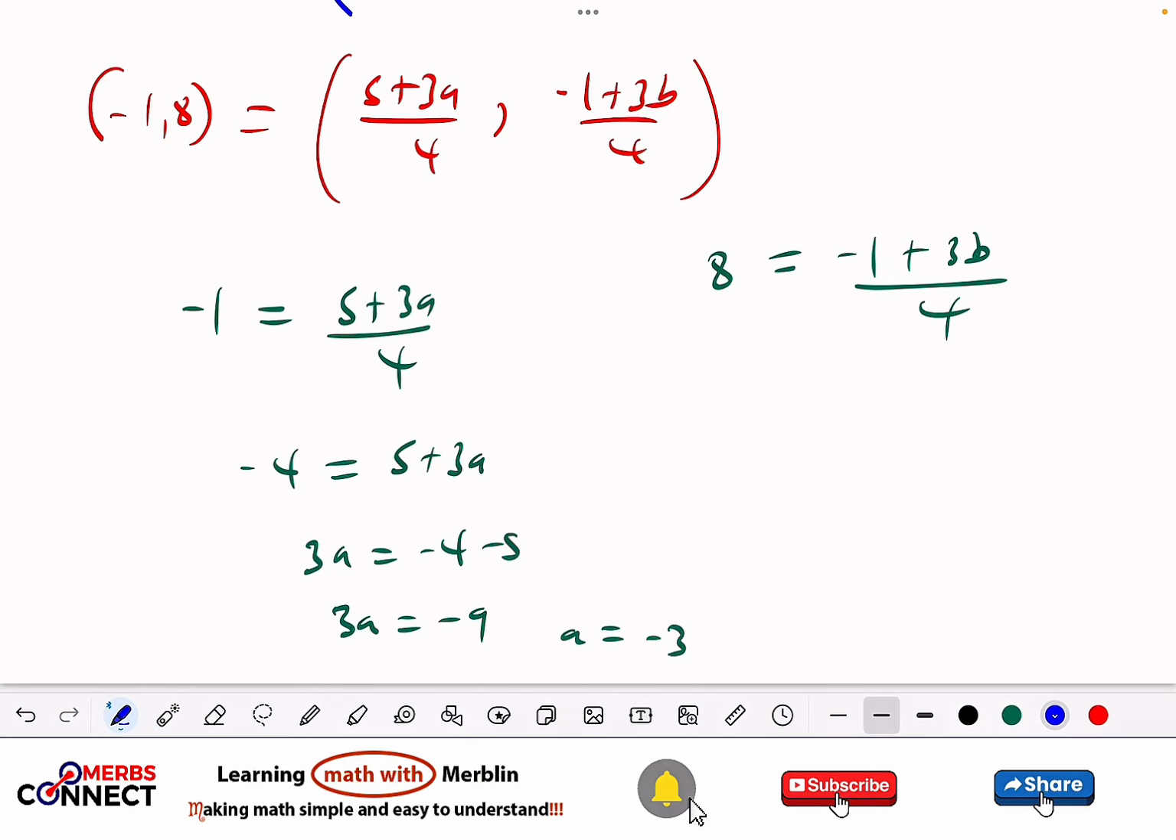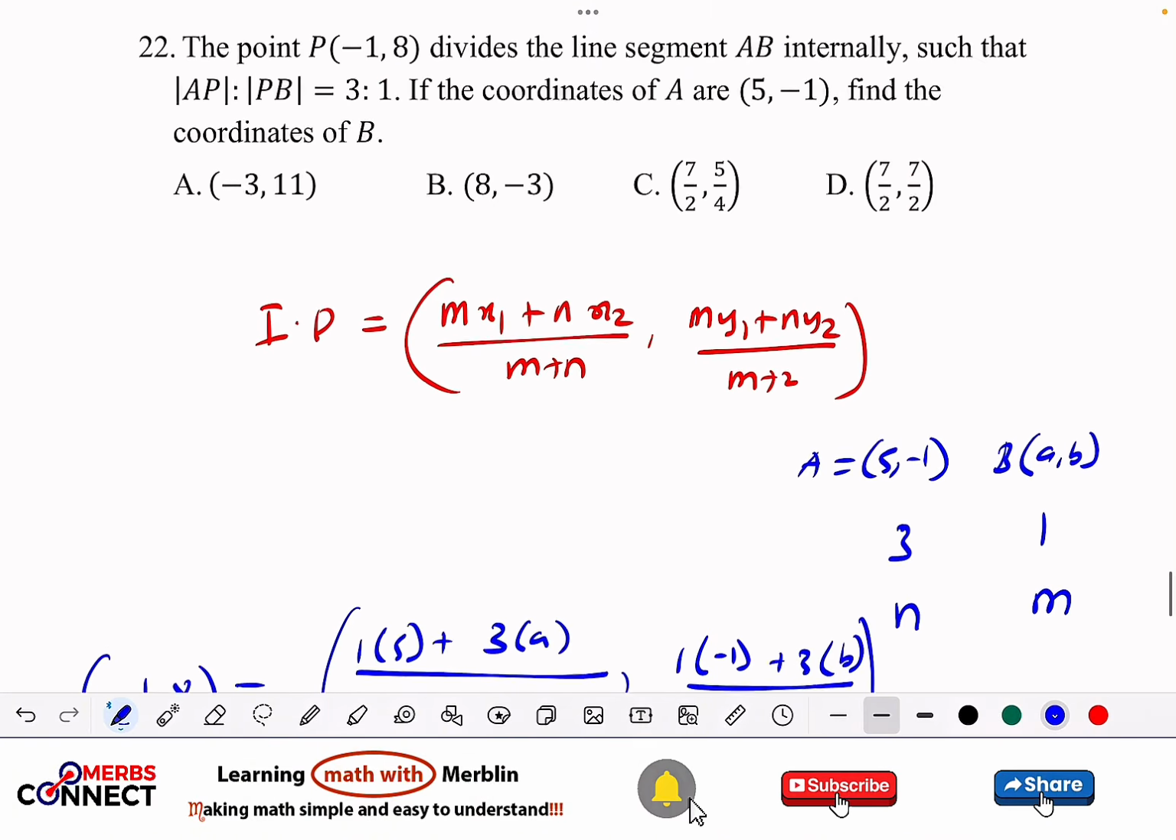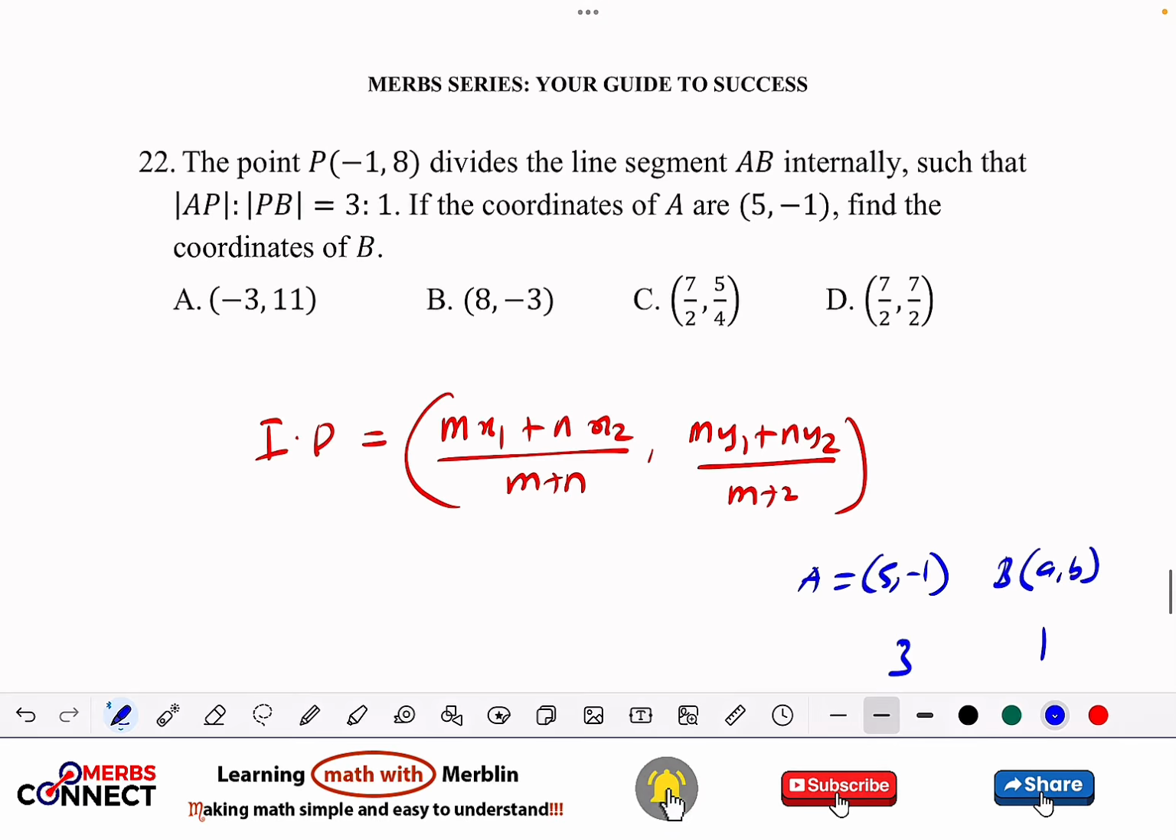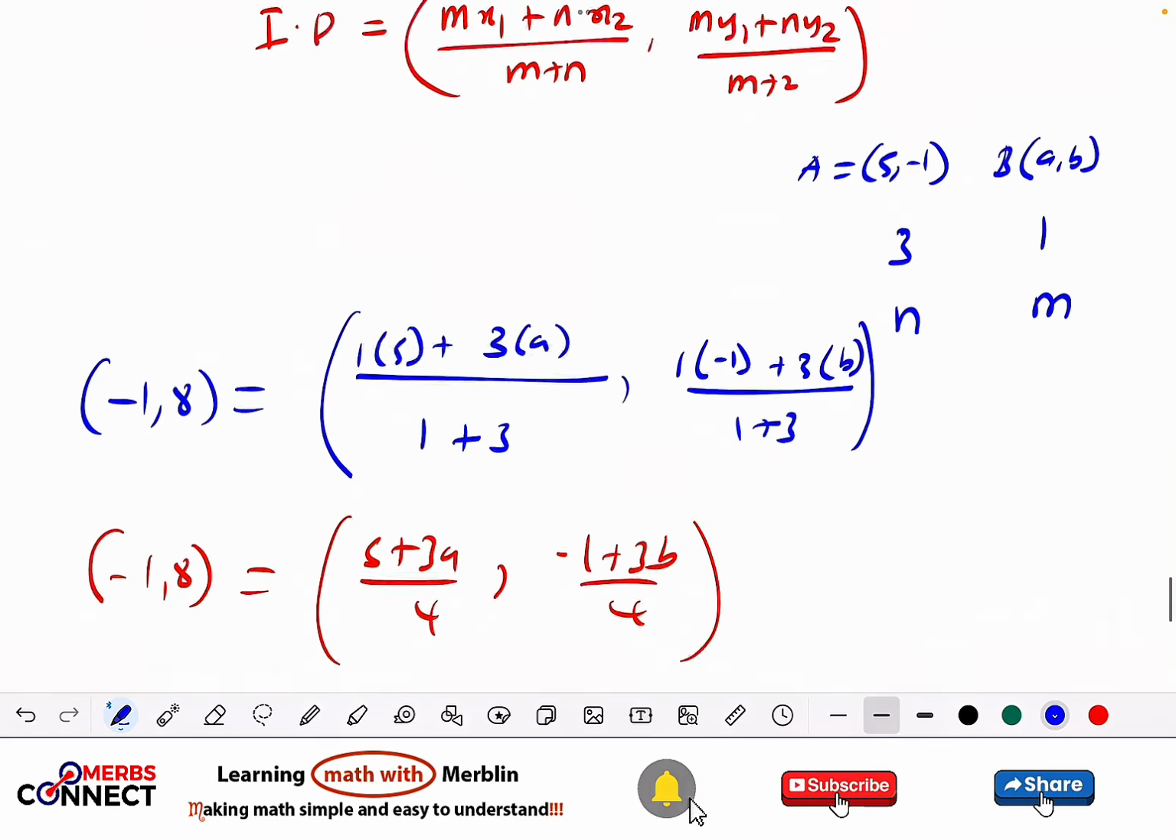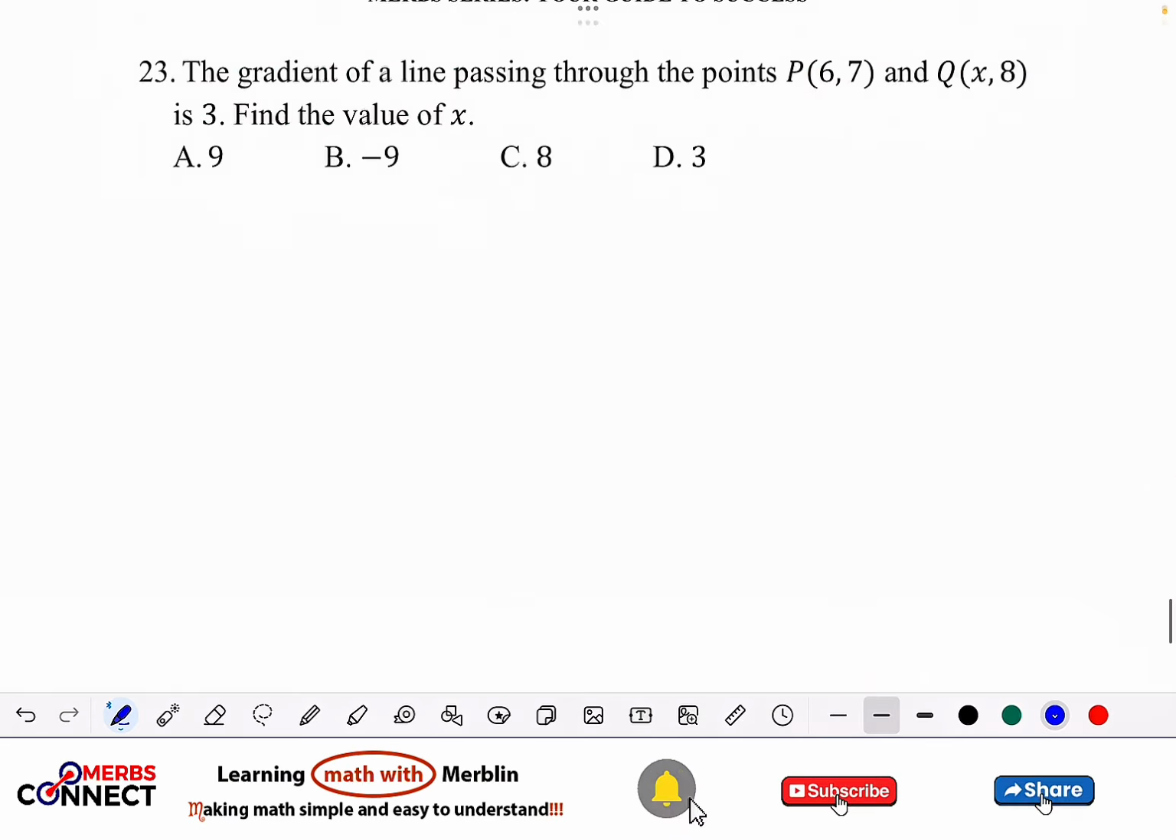So 4 times 8 should be 32, which is equal to minus 1 plus 3b. And then 3b is equal to 32 plus 1. 3b is equal to 33. And then b will be equal to 11. So a is minus 3 and b is 11. Okay. So minus 3 and 11. So that's what we are going to get for 22.